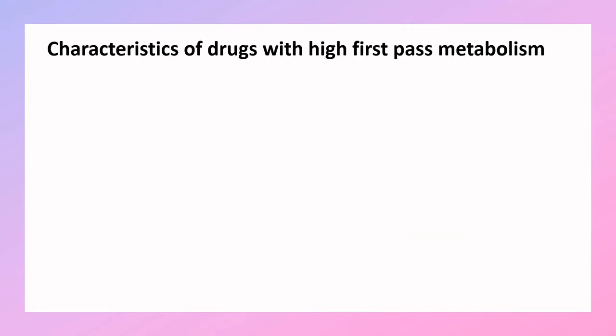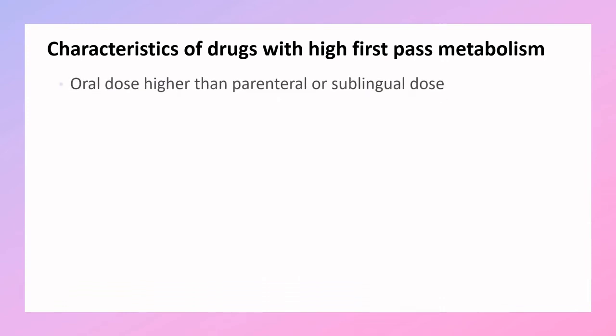So what are the characteristics of drugs with high first pass metabolism? As we have already discussed, the first point is that the oral dose will be much higher than the parenteral or the sublingual dose. The oral dose needs to be higher so that the amount of active drug that ultimately reaches the systemic circulation is high enough to achieve the therapeutic concentration of the drug. So in order to achieve the therapeutic concentration, we have to increase the oral dose.